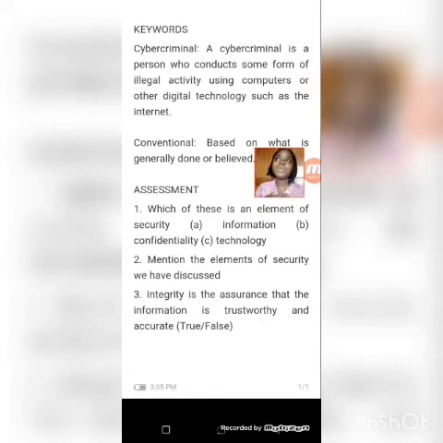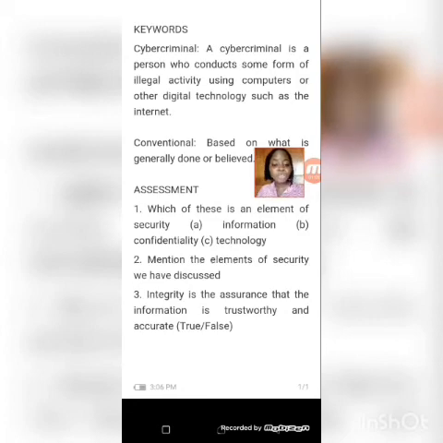Illegal activities are activities that are not supposed to be done, the activities that the law of Nigeria says you should not do, and you are doing it. When you are doing it, it means you are committing an illegal act. So these cyber criminals are people that conduct some form of illegal activities using the computer and the internet. It's a bad habit actually.